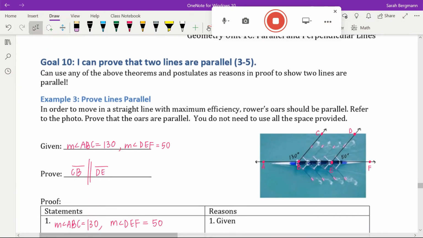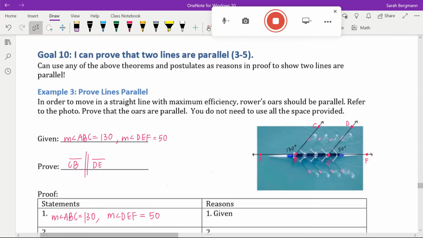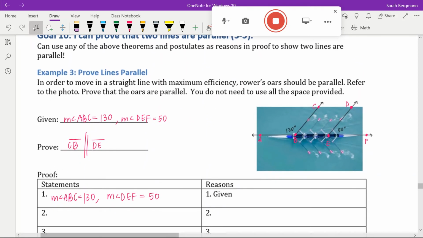Next, let's look at using these postulates and theorems in actual proofs. You can use any of those theorems that we just learned above in Goal 9 in a proof. So for example, if it is a proof like this. First off, it didn't label anything in the picture, so I went ahead and added points so that I'm able to talk about these angles. I know that I'm trying to prove CB is parallel to DE.